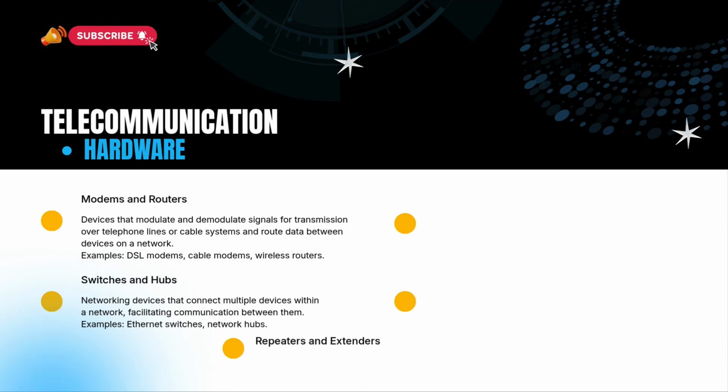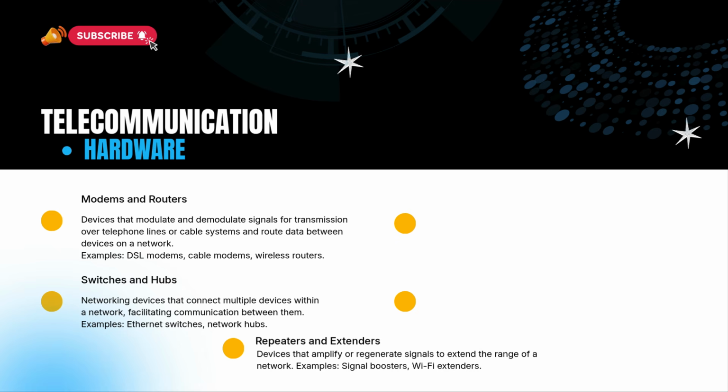Then we have repeaters and extenders. These are devices that help strengthen or extend the range of a network signal. When data travels over long distances, the signal can become weak or distorted. A repeater takes that weak signal, amplifies it, and sends it forward so communication remains clear. Extenders, often used in Wi-Fi networks, rebroadcast the signal to areas where it would normally be too weak. For example, in a large building, a Wi-Fi extender ensures that even rooms far from the main router can still connect to the network. These devices are important because they keep communication reliable across wider areas.